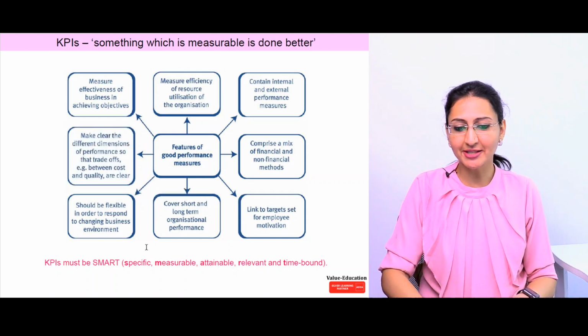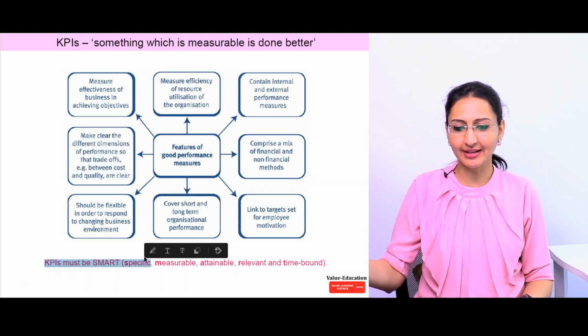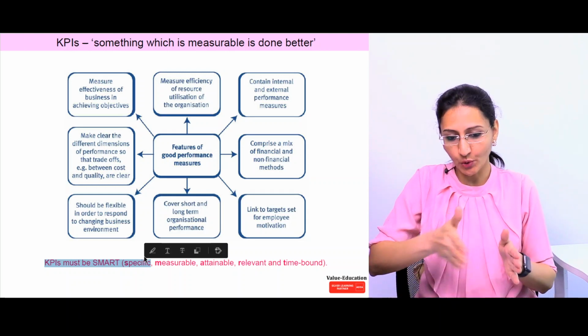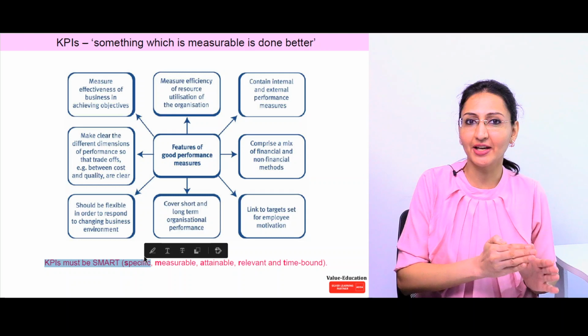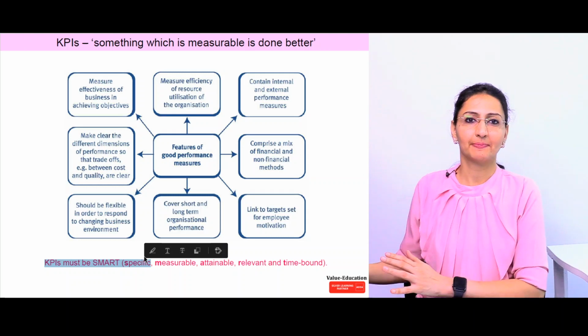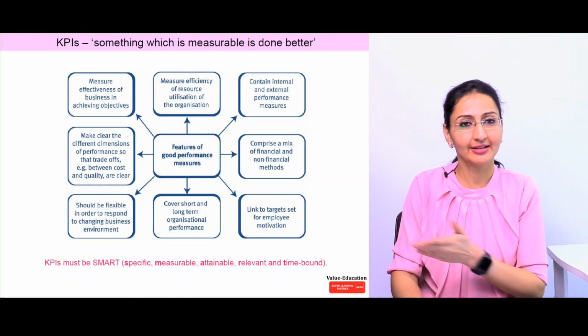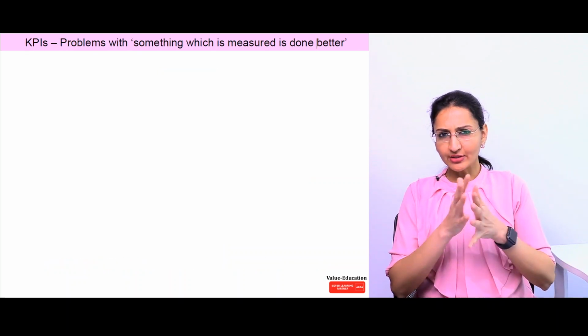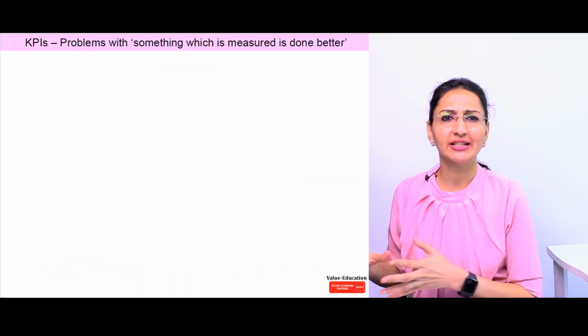KPIs also must be SMART: specific, measurable, attainable, relevant, and time bound. The way we said that objectives must be broken into SMART targets, KPIs must also be SMART. The same full forms are attached with KPIs also. Now we are using this statement: something which is measured is done better.